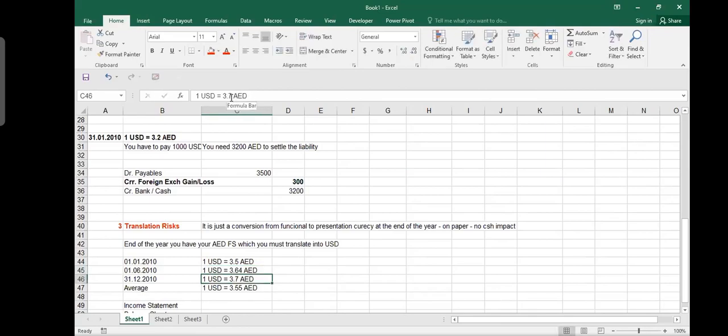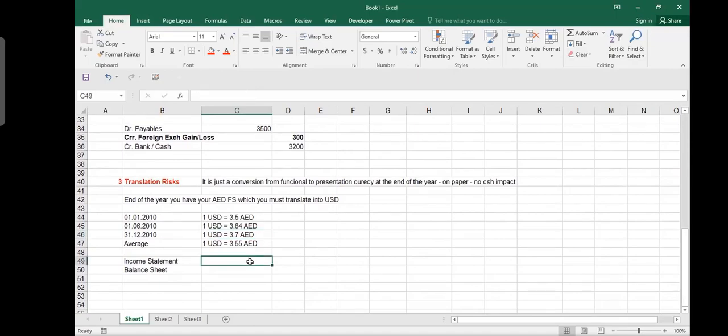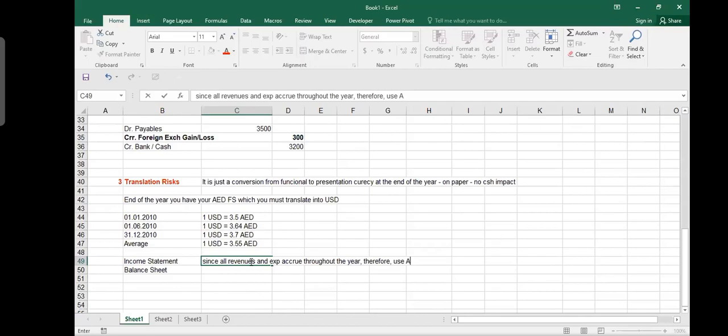Why do they give us these different rates? When do we use them? The rule is that for the income statement, since all revenues and expenses accrue throughout the year, therefore use the average rate.